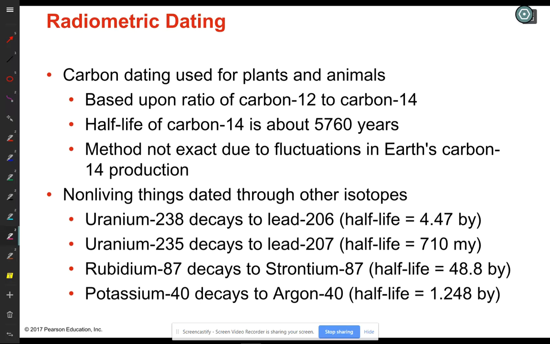But then that had its own assumption. The assumption that the amount of carbon-14 to carbon-12, that ratio in the atmosphere, was the same when it died as it is now. That's actually a really silly assumption. It's one that scientists don't believe, okay?